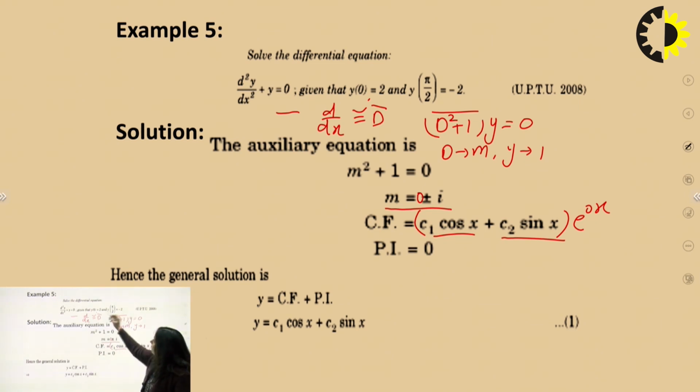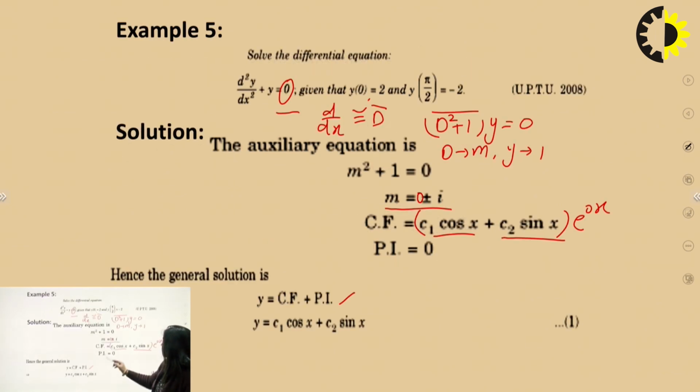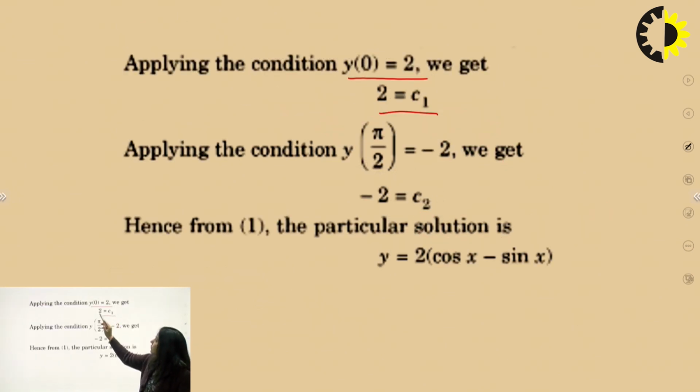Since here the function Q is equal to 0, the particular integral PI will be 0. So now the complete solution of the given equation is equal to CF plus PI is equal to c1 cos x plus c2 sin x. Now, by applying the given condition, y at x is equal to 0 is equal to 2, we will put x is equal to 0 and y is equal to 2 in equation 1. Then we will find c1 is equal to 2.